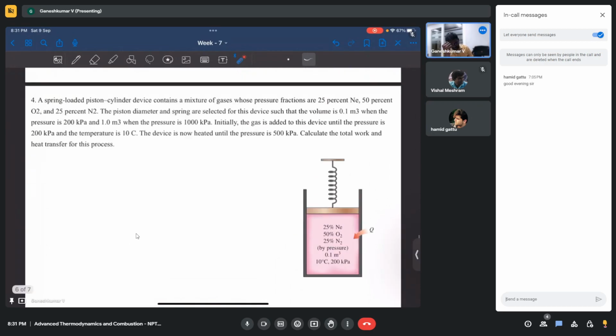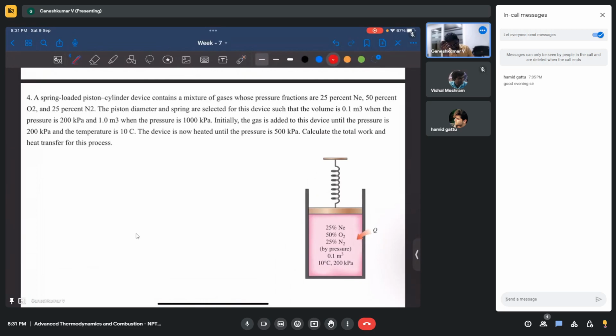All right, so let's solve this also. The gas is added to the device until the pressure is 200 kilopascal and the temperature is 10 degrees Celsius. The device is now heated until the pressure is 500 kilopascal. Calculate the total work and heat transfer for this process.